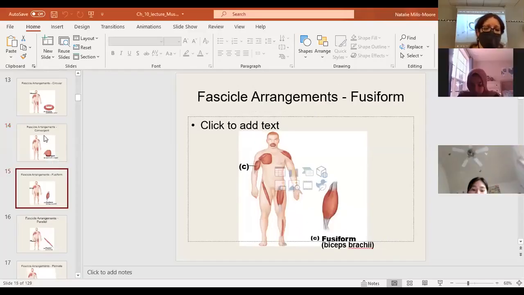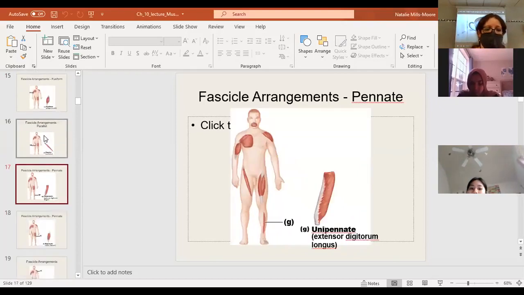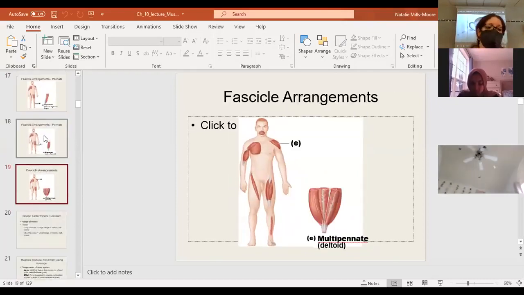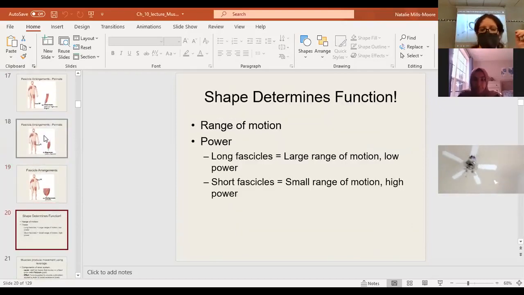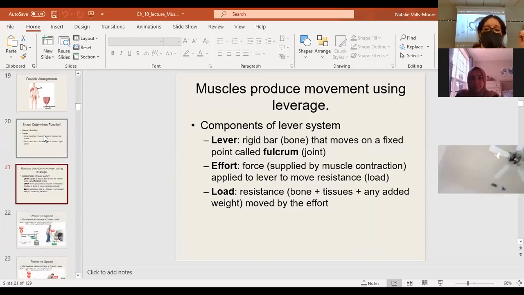Circular, convergent, fusiform, parallel, pennant again, because of all those things. Determining function. Kathy, why am I staring at your ceiling fan? What is happening?